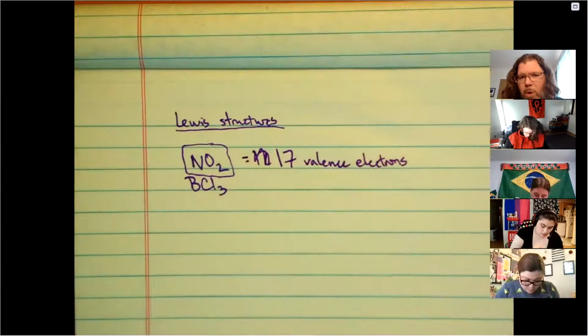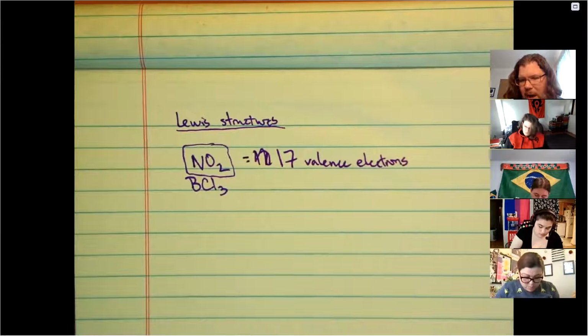Right now, we can tell that this is going to be an octet rule violation. It has to be. Why?